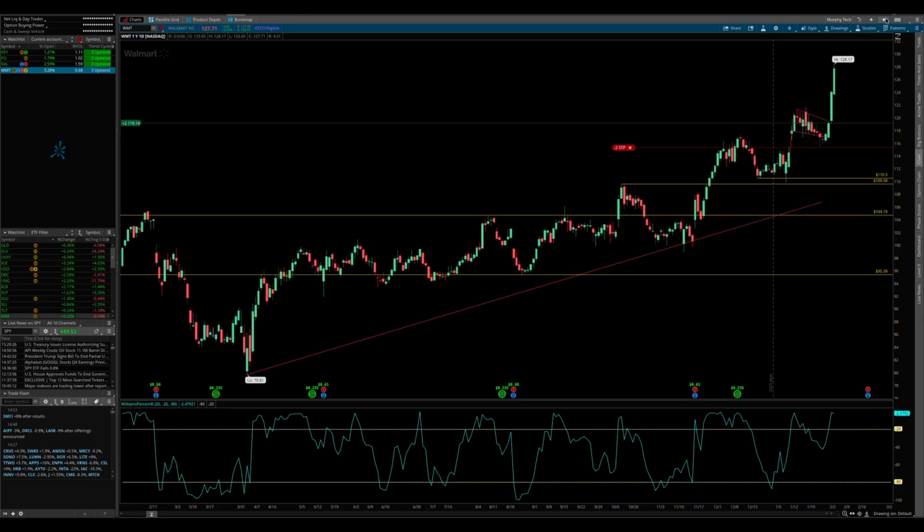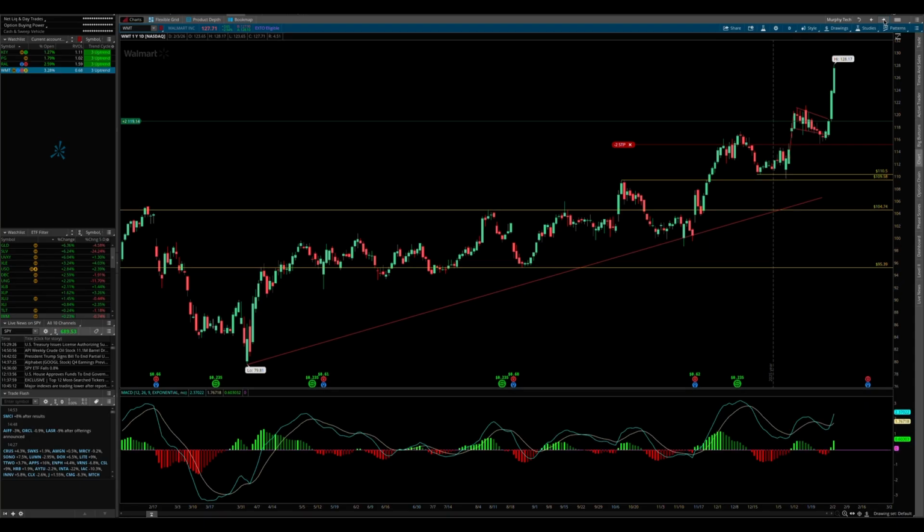Williams %R, basically an upside down stochastic. Useful sometimes. Here's your MACD.